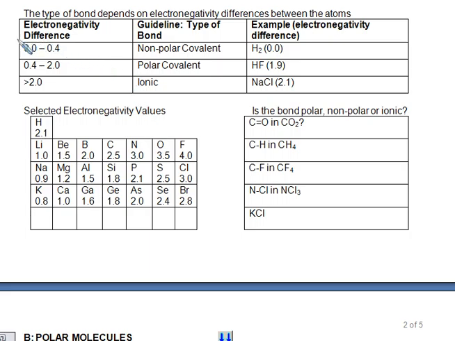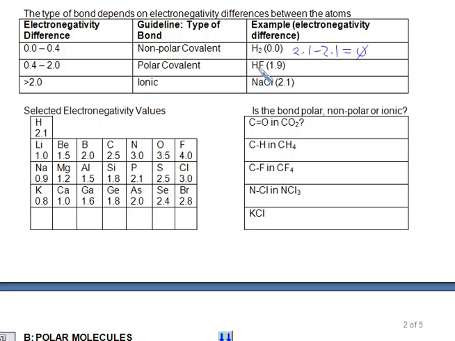So the rule of thumb is if the electronegativity difference falls between 0.0 and 0.4, we say it is a nonpolar covalent bond. So for example, hydrogen: we would have a difference of 0, because we would take the electronegativity of hydrogen and subtract it from the electronegativity of hydrogen again, we would get a value of 0, so it is a nonpolar covalent bond.